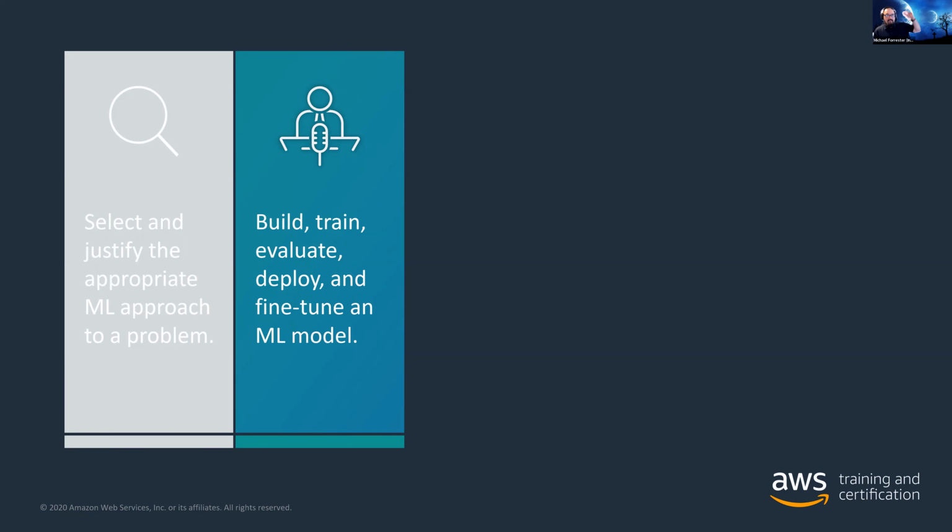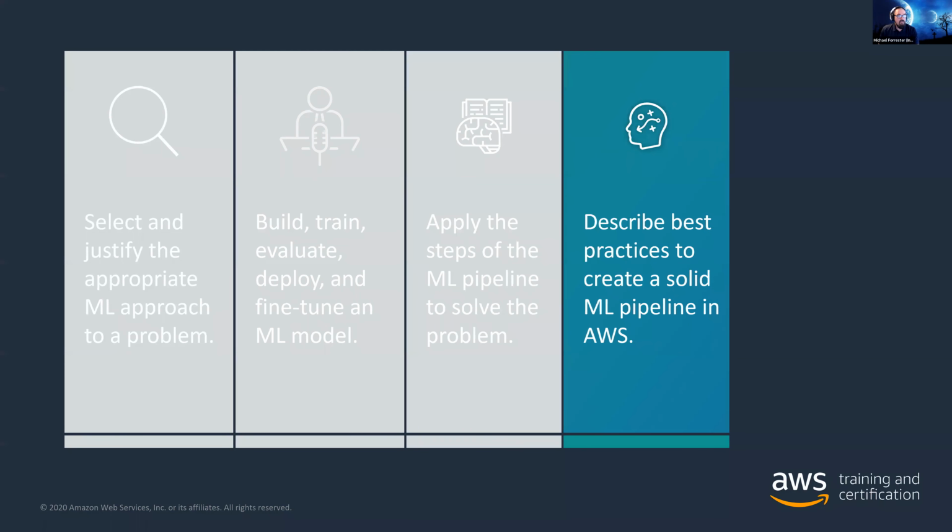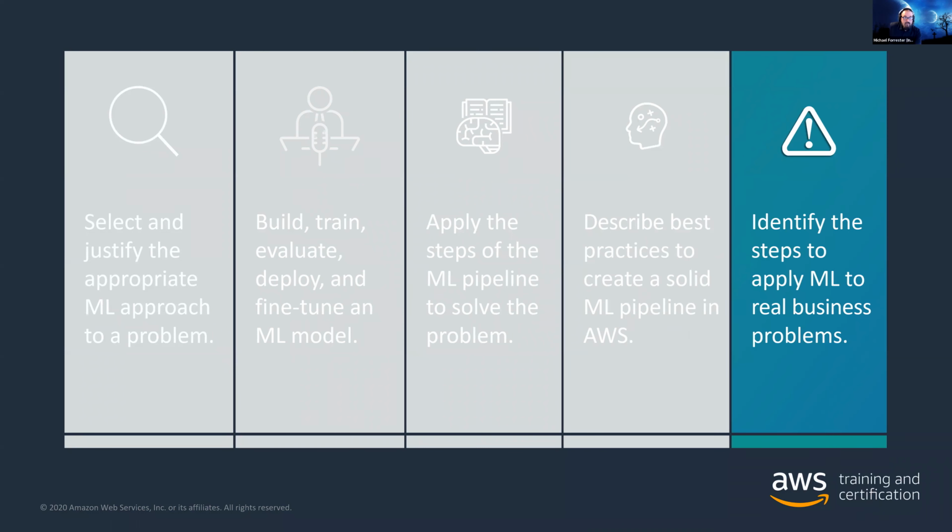I know that sounds like a level 10 thing, but we're really just going to stick our toe in the water. It's going to be levels 1 through 3, really. And then apply the steps of the ML pipeline to solve the problem. We're definitely going to talk about that. And describe best practices to create a solid ML pipeline. Oh, we're going to cover that as well. And then steps to apply to real business problems.